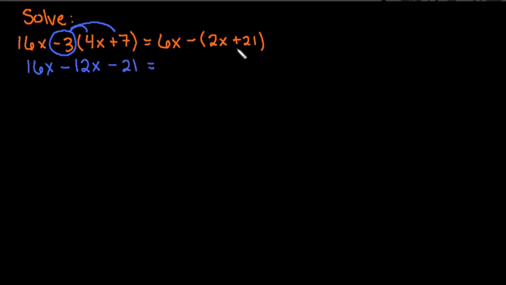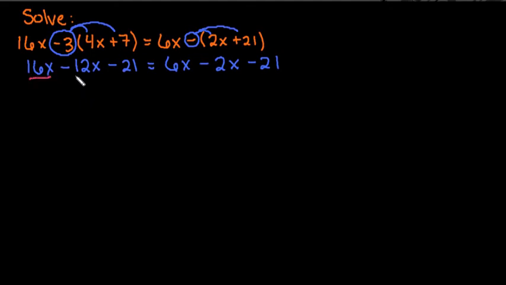We want to do the same thing on the opposite side. This time we're just distributing a negative. So we end up with 6x minus 2x minus 21. Both sides still have things that we can simplify. They both have like terms.